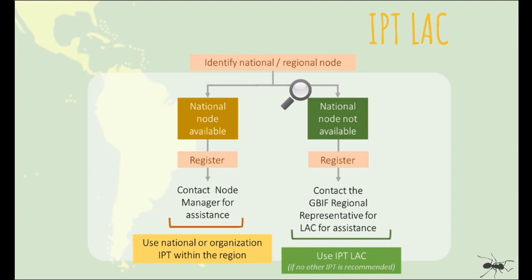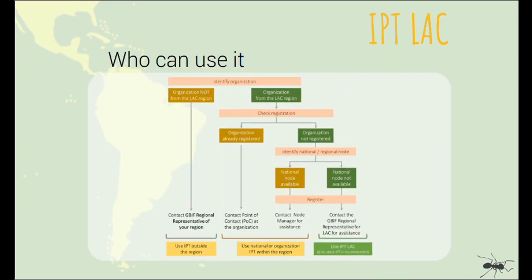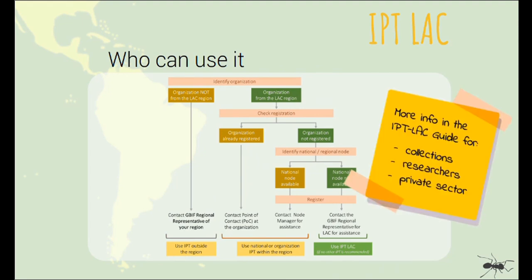In this case, where the organization is from the LAC region, it is not yet registered with GBIF, and there is no national node available, you may use the IPT LAC for publishing data if no other IPT is recommended by the regional representative or the node steering group. For further information about who can use the IPT LAC, please refer to the IPT LAC guide. There, you will find specific details for natural history collections, individual researchers, and the private sector.